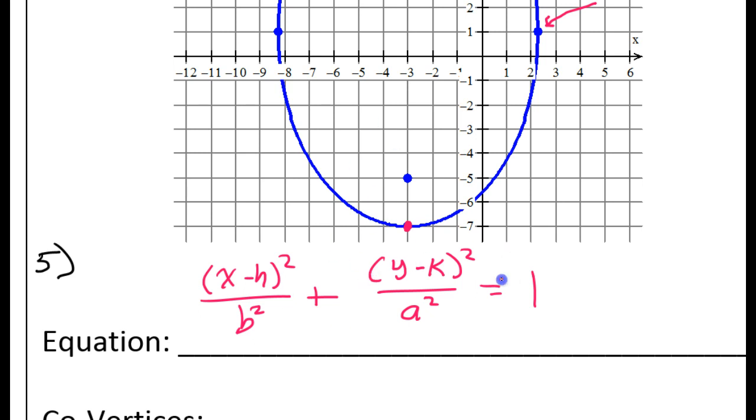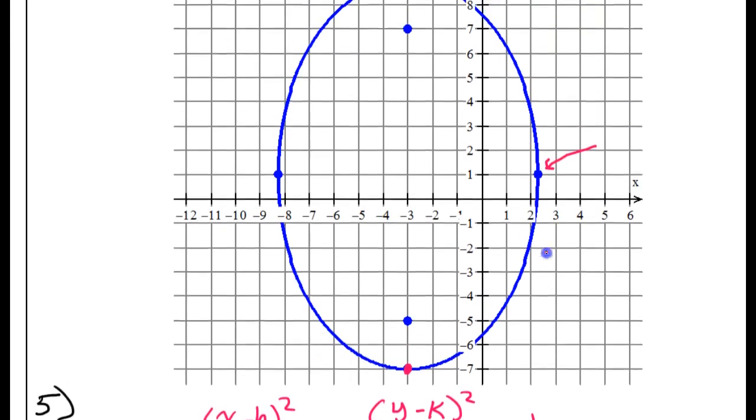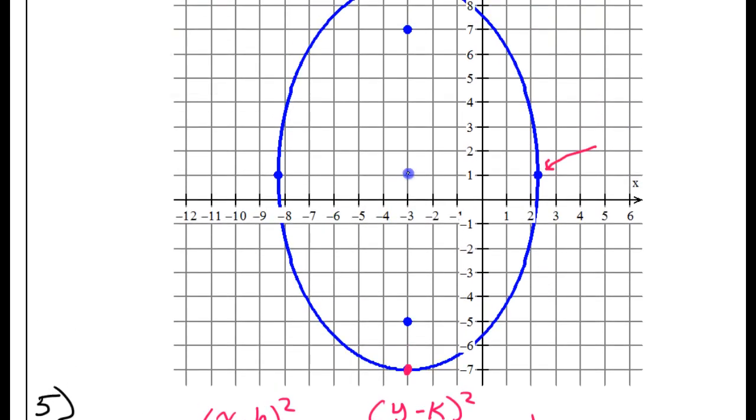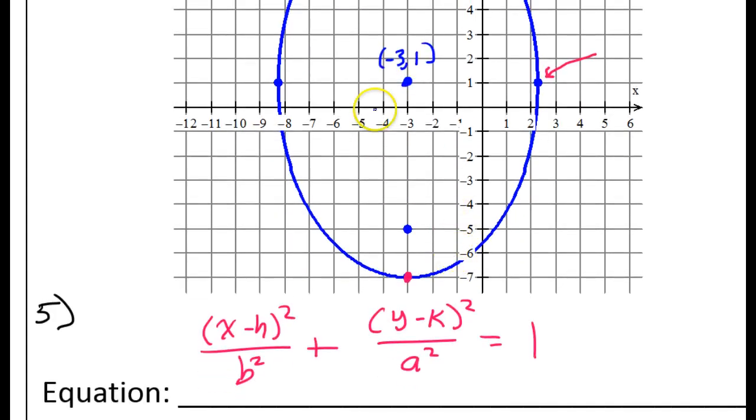This is not the answer, but this is the model that we're shooting for as we form the equation of this ellipse. The first thing you should always start with is the center, because that gives you all of the numerators. So that's pretty obvious. The center is going to be this point right here at negative 3, comma 1. So that's my h and my k. Let me go ahead and update that. I'll be doing the opposite of each of these, so I will have x plus 3 here, and y minus 1 there.